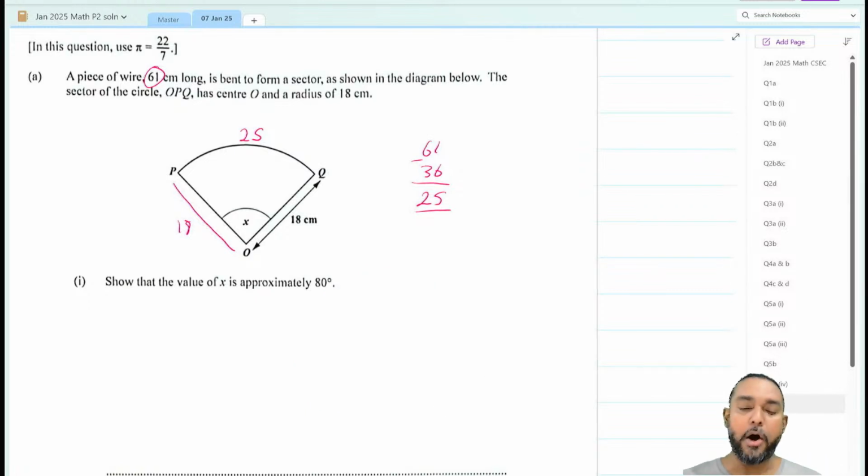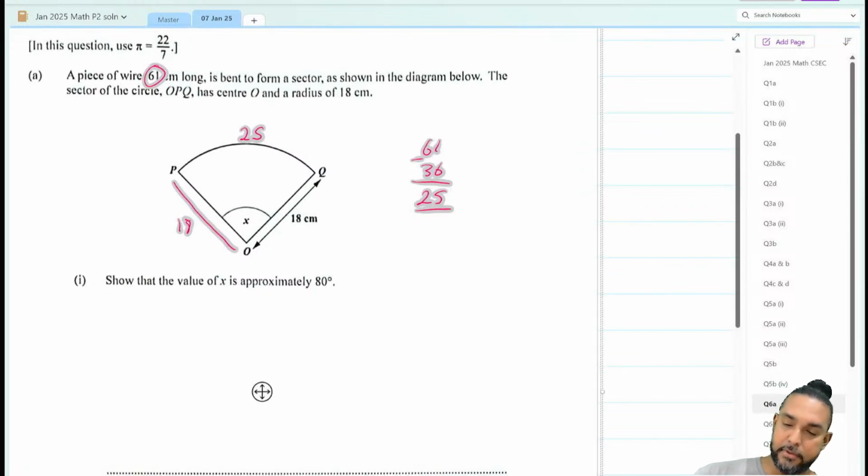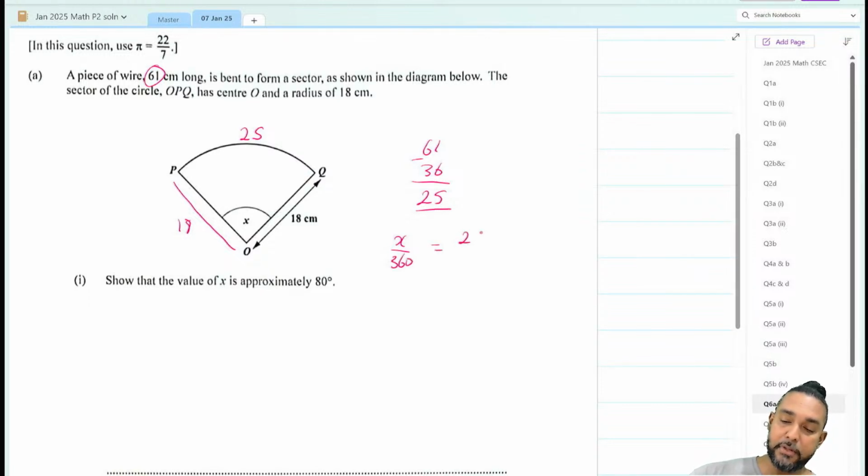Okay. Now, how does that help us to figure it out? What happens is that the arc, so if you cut it in half, it means that the arc length here is half of the whole circle, and that half of the whole circumference, sorry, and that corresponds to the 180 being half of 360. So what they're saying is that there's a relationship between the angle in the sector and the arc length. They are both proportional to the whole, right? So x out of 360 would be equal to 25 out of the circumference, right?